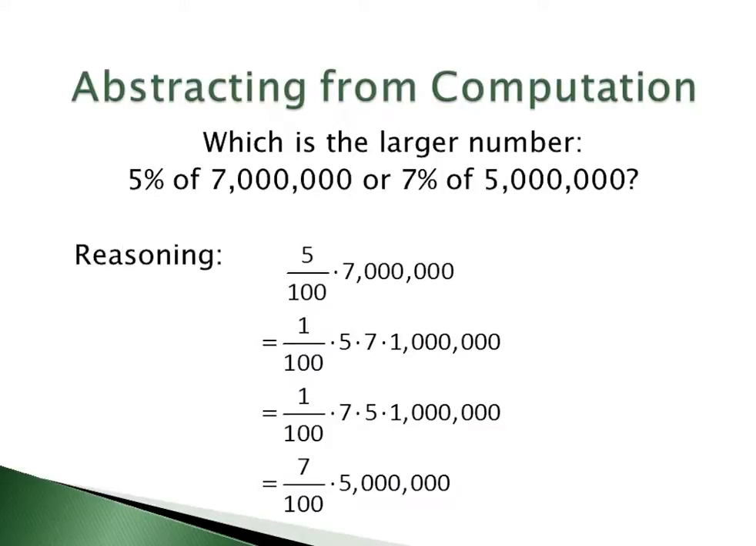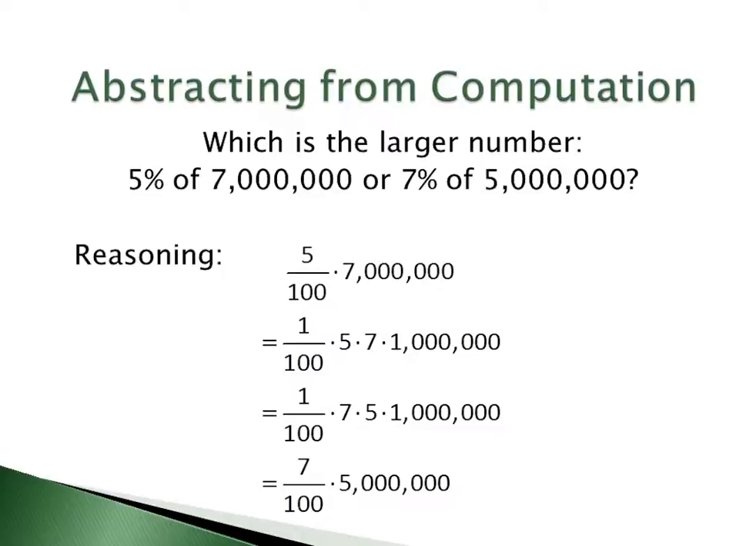In middle and high school, our hope is that students can rely on number sense developed in elementary school to reason algebraically. For example, students should be able to identify which number is larger, 5% of 7 million or 7% of 5 million, without actually computing both percentages. Students that are algebraic thinkers can mentally use their knowledge of numbers to decompose 5% into 1/100th times 5, and decompose 7 million into 7 times 1 million. Using the commutative property, one can justify that these two expressions are equivalent.